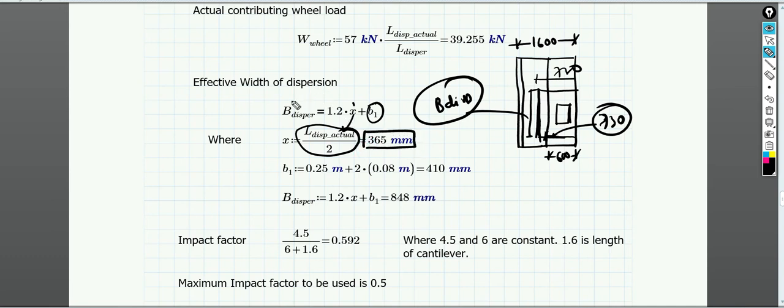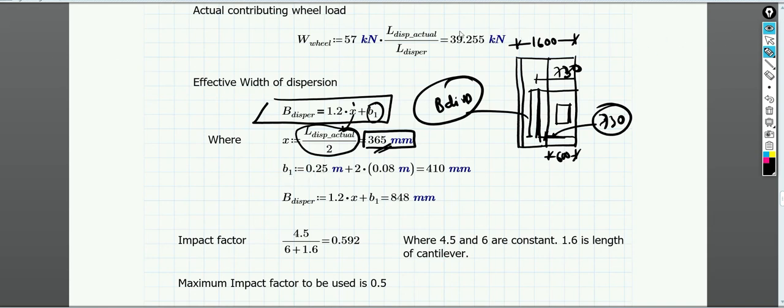So this is something you need to remember, this is the equation. So 1.2 of x, x is 730, so 730 by 2 should be considered as x. Okay, to find out the b, it is 1.2x plus b1. b1 is how you are going to disperse.